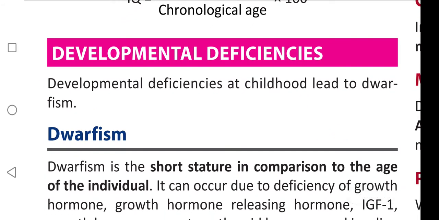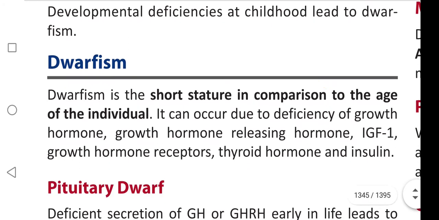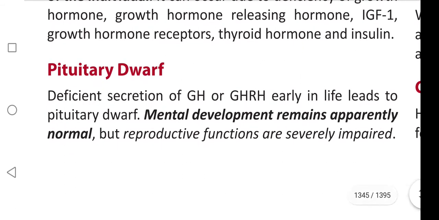Developmental deficiencies. The developmental deficiencies at childhood lead to dwarfism. Coming to dwarfism, dwarfism is short stature in comparison to the growth of an individual. It can occur due to the deficiency of growth hormone releasing hormone, insulin like growth factor 1, growth hormone receptors, thyroid hormone and insulin.